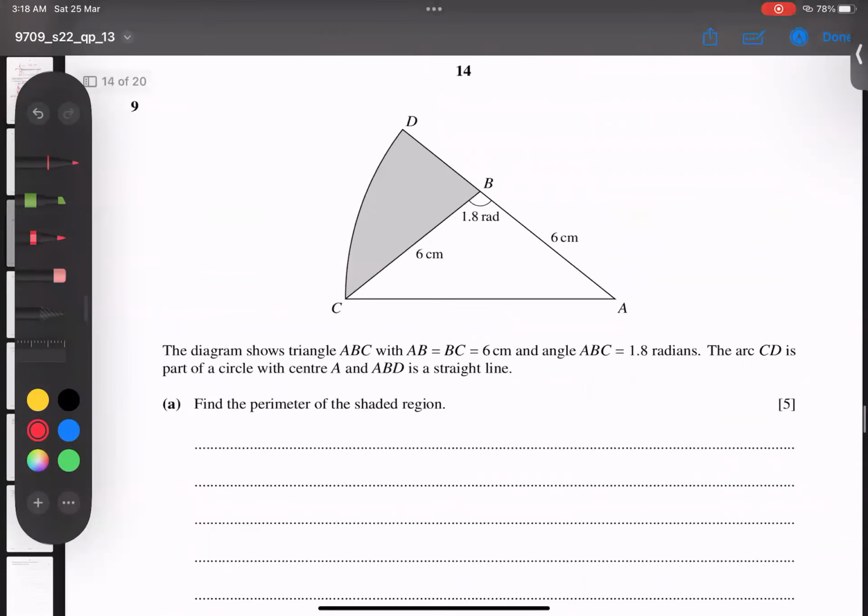Alhamdulillah. Question number 9. Find the perimeter of the shaded region. And perimeter means AB, then BC, and then the arc length. So 3 lengths we have to add. First of all, you must know that the arc length we have is arc length CD, center at A. Very interesting and very important. It means this arc length is centered at A. So it means this angle we need to find first of all. Otherwise, we can't solve the question.